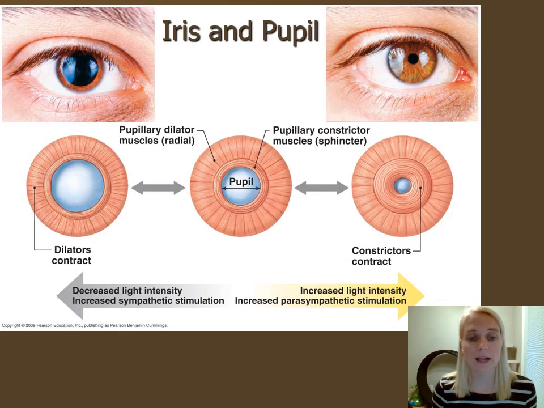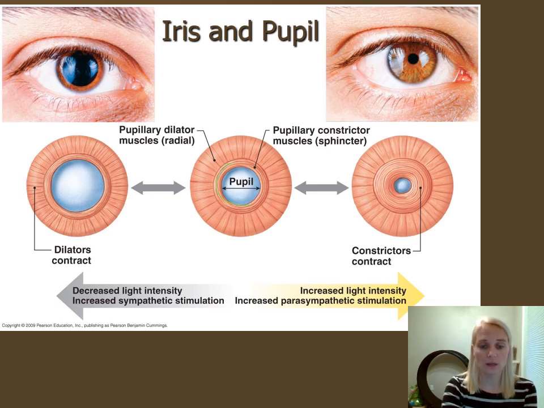Lastly, just a little blurb on the iris and the pupil. We've mentioned the ciliary body is a smooth muscle that changes the shape of the lens. Again, we'll see that again. The iris is a collection of smooth muscle that changes the shape of the pupil. It is a collection of two patterns of smooth muscle tissue. We have our constrictor muscles here, I'll put in green, and then we have our dilator muscles, I'll put those in blue. The dilator muscles go in this orientation here.